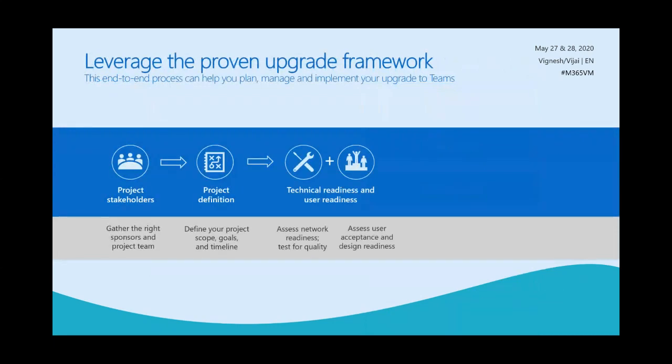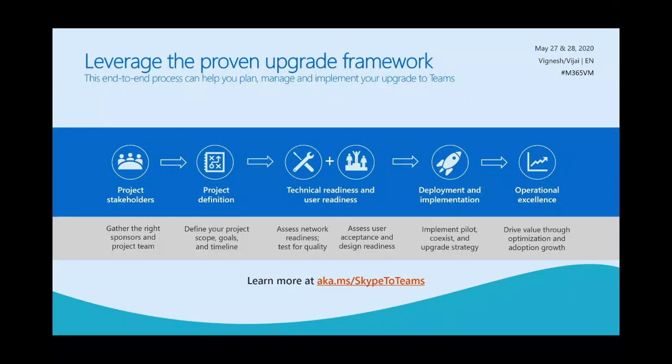Now, this is the upgrade framework that I was talking about, and you have pretty good documentation about this in docs.microsoft.com, right? So this begins by you identifying the project stakeholders, right? When I say the project, it is for you to migrate from Skype for Business to Teams. You would gather the right sponsors and project team, and then you define the project.